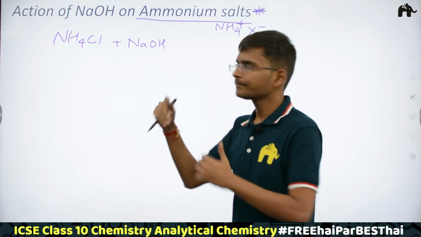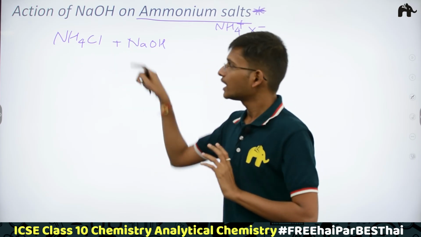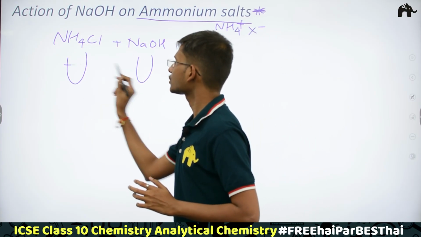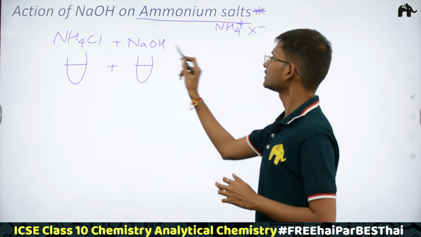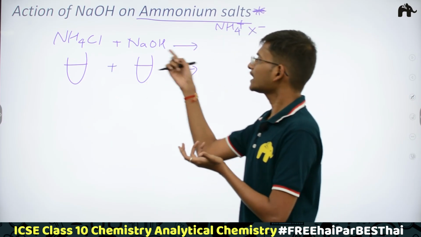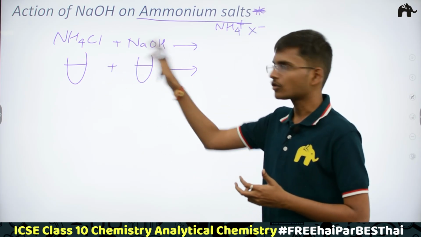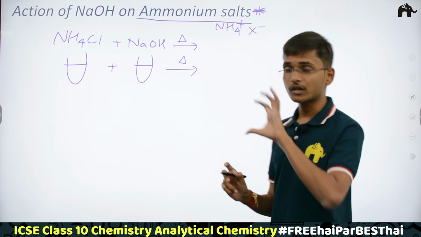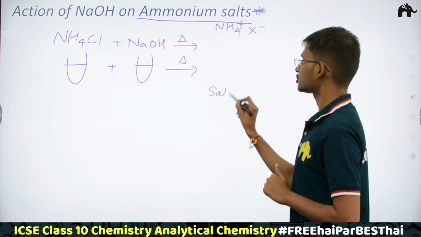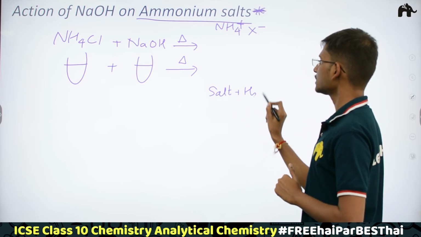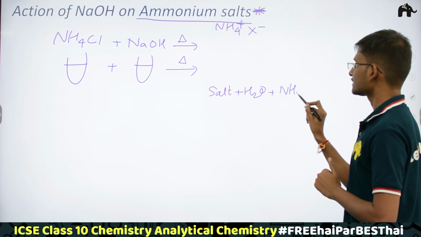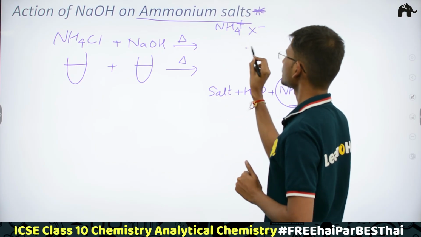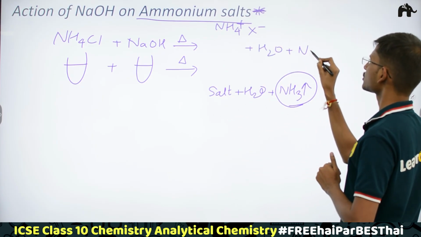And I'm adding it into the water. We know all ammonium salts are soluble, so it is also soluble. So this is ammonium chloride solution, and there is sodium hydroxide solution. Now what is happening is, we already know when these alkalis are reacting with these ammonium salts and we are heating it, we are getting a salt plus water, and ammonia gas is liberated. Let's write first water and ammonia gas, and then let's figure out which salt would be formed.